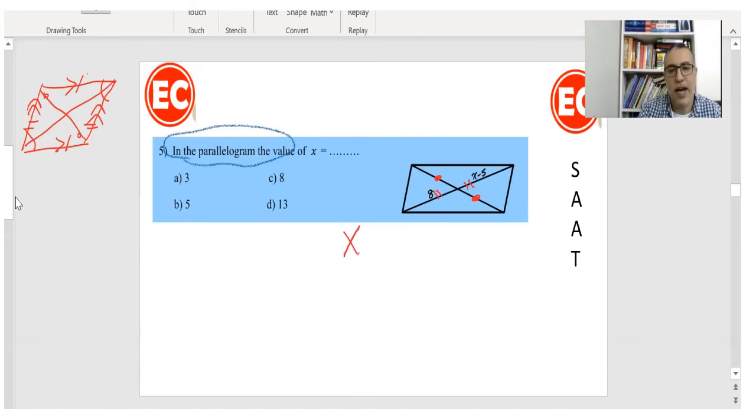So here I can say that x minus 5 is equal to 8. Why? Again, because one of the properties of the parallelogram is that the diagonals bisect each other. So x is equal to 13. Why 13? Because I add 5 to both sides.